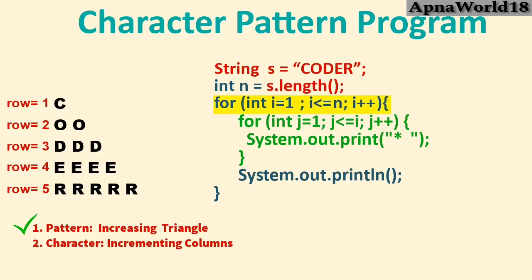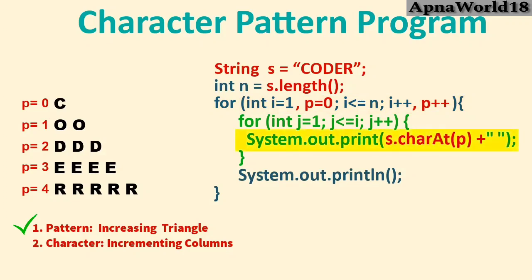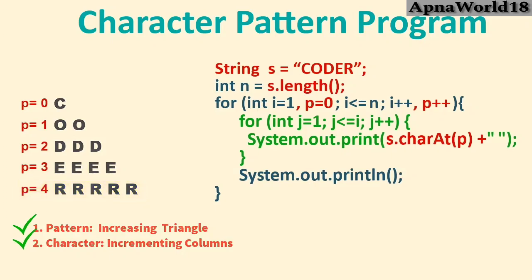So what we will do is use another variable P in the outer loop and set it to the index of the first character, which is 0. In the increment section, we will just increment it every time it goes to the next row. Now in the print statement, we will just use charAt P to access the character at that index. So here for the first row, when P is 0, it will print C for us. For the second row, when P is 1, it will print O and then D and then E and then R. This is our program for the same character in each row.